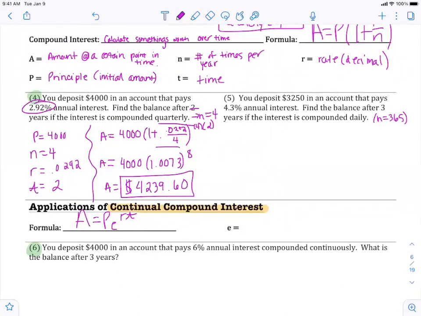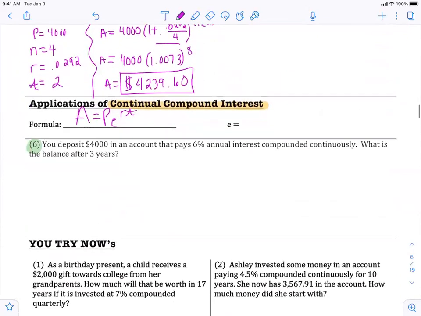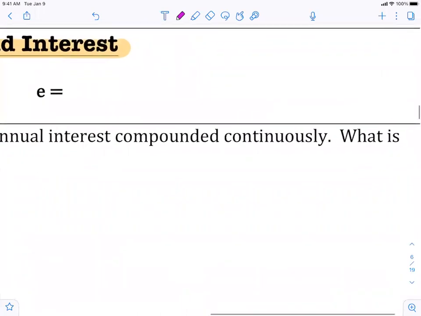Now, that's pretty much how you do all these problems. The only difference is if you go to where it says applications of continual compound interest, all of these variables stay the same. The only difference is this variable in here that you see, which is E. Now, E works kind of similarly to pi. It's a symbol, but it stands for a number. That's exactly what E is. E is called Euler's number. And it ends up being like 2.73 with a whole bunch of other random decimal places, kind of like pi. But for our purposes, this is just going to be on the calc.